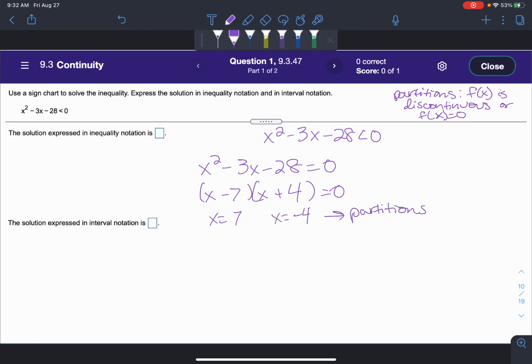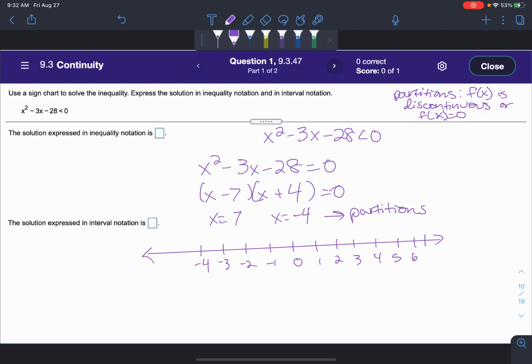So now let's use a number line to create a sign chart. So I want my numbers -4 on the graph and 7, so -3, -2, -1, 0, 1, 2, 3, 4, 5, 6, 7. I'm gonna extend this a little bit. You'll see why in a second. I'm gonna put just one more on the other side of our partitions because we'll need them.